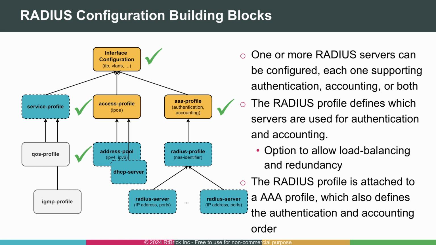Although a particular Radius server might be capable of handling both authentication and accounting, in the Radius profile, you can specify that it should only perform one of these tasks. You can provide a list of servers to allow for redundancy or load balancing. Finally, the Radius profile is linked to the AAA profile.